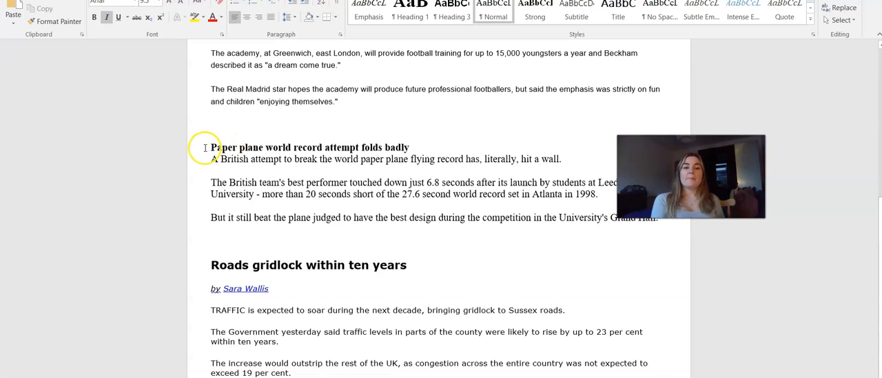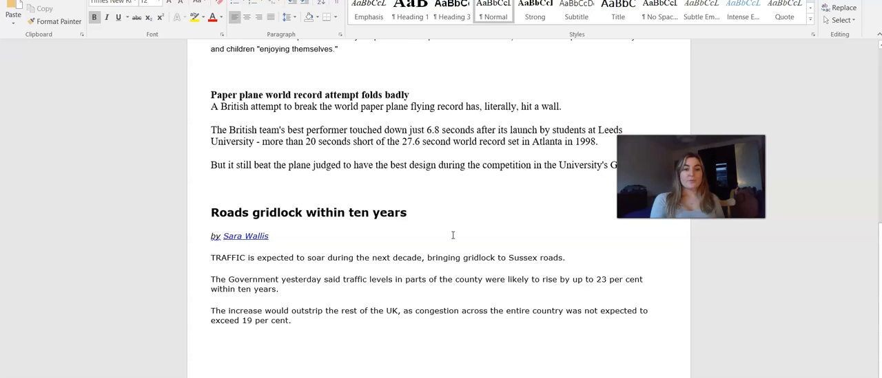And then we've got paper plane, world record attempt, folds badly. So folds also means it ends badly, but paper also folds. So there's a little pun in there. So you might want to include some sort of joke in your headline. That's often what the papers do. They'll make a joke out of some bad news, good news, any type of news.